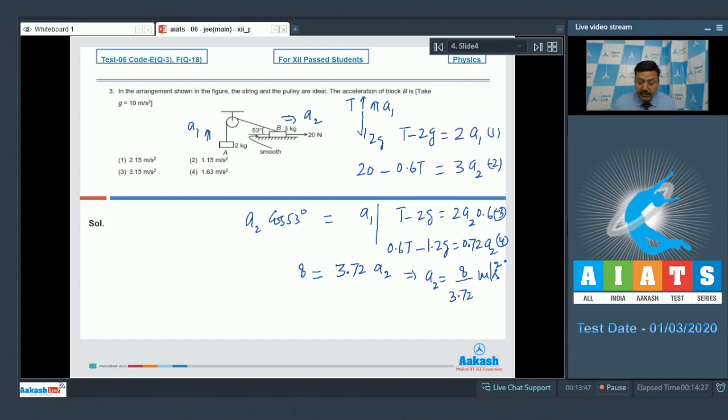And if we simplify, this is about 2.15 meter per second square. That is after division, of course. So for question 3, option 1 is correct. Let's now go to the next question.